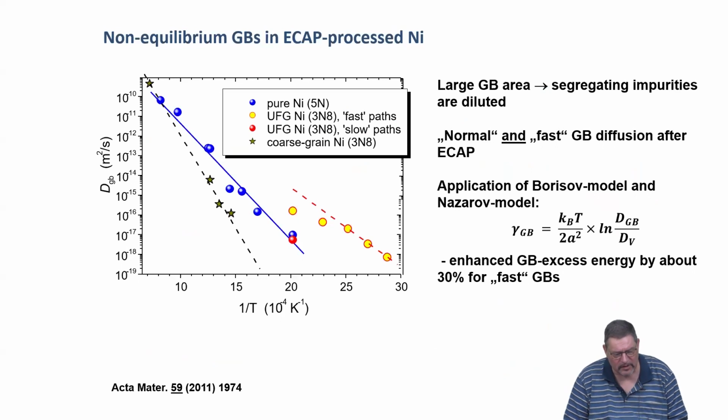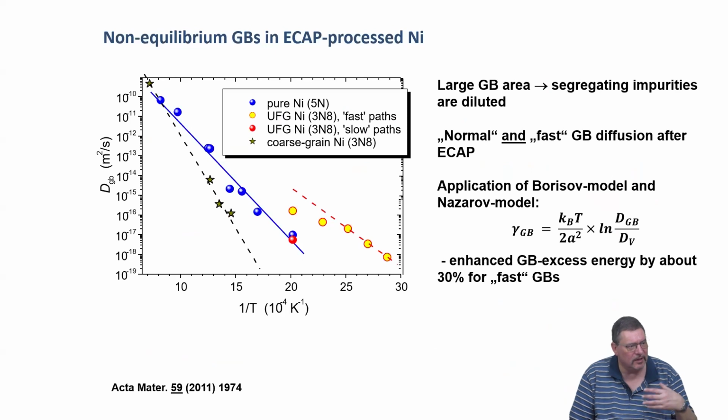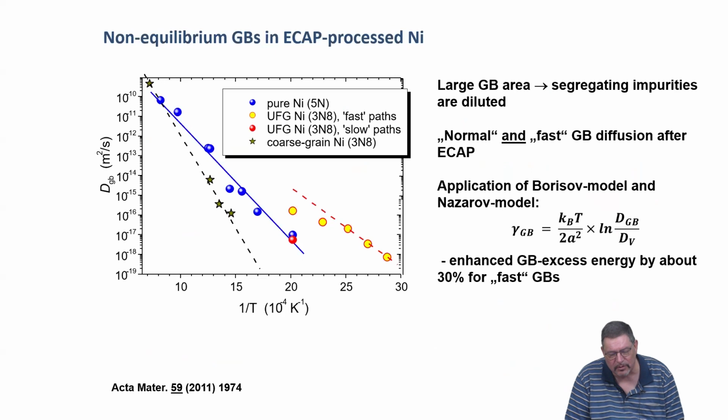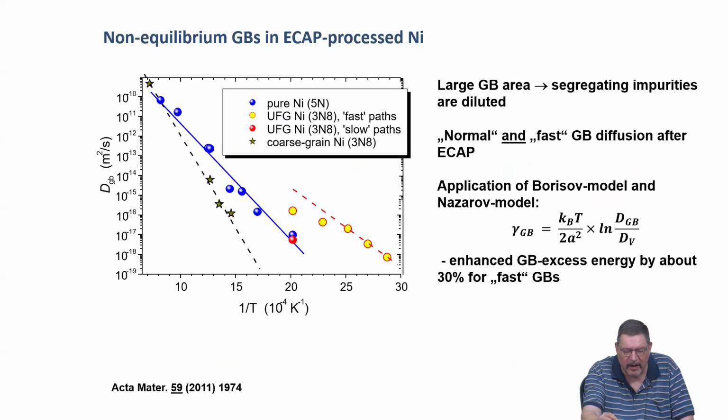If we now look just at one material, again nickel, and compare the grain boundary diffusion coefficient as a function of 1 over the temperature. Here, just the temperature is good because it's always nickel, so we don't need the homologous temperature. It would be the same. And we basically compare now undeformed pure nickel of high purity, the blue data, undeformed nickel of less purity, we see this difference.